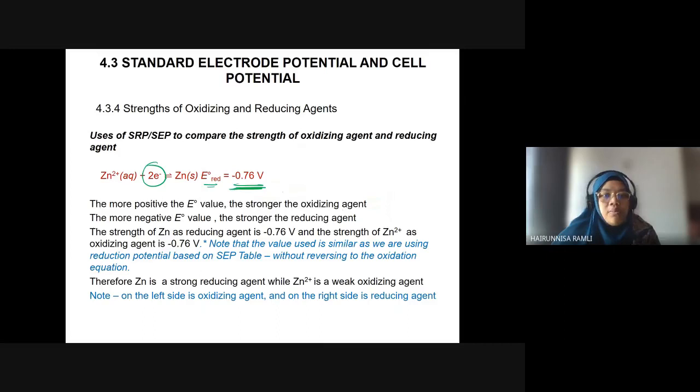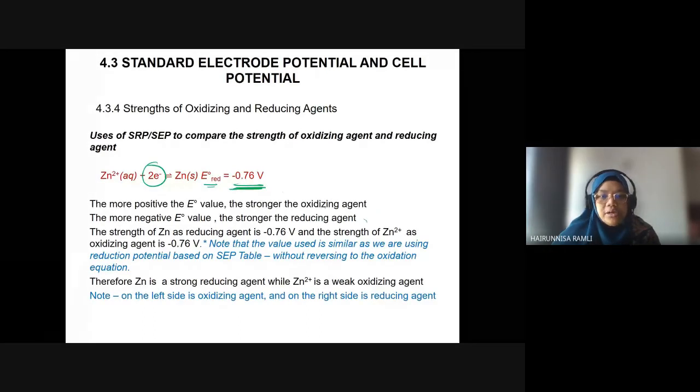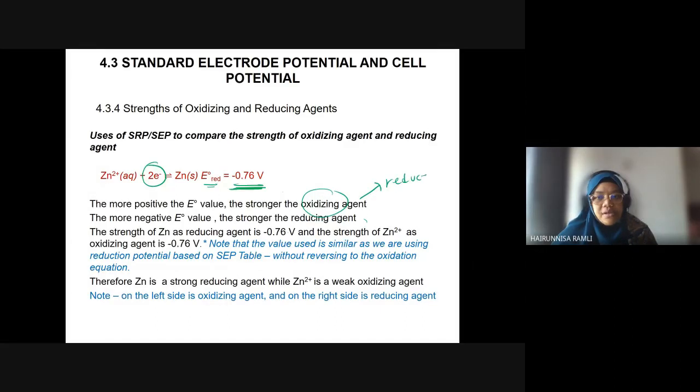Okay, so the more positive the E not value, the stronger the oxidizing agent, which means dia akan lebih mudah reduce. Benda ni akan jadi confused sebab dia oxidizing agent tapi sebenarnya dia reduce. Dia terbalik-terbalik kan. So sebab tu selalu saya tulis the stronger reducing agent, dia lebih mudah oxidize. The more positive dia lebih mudah reduce. Macam fluorine tadi, value dia sangat positif. And here the more negative value, the stronger the reducing agent. Betul lah kan? Sebab dia lebih mudah oxidize.